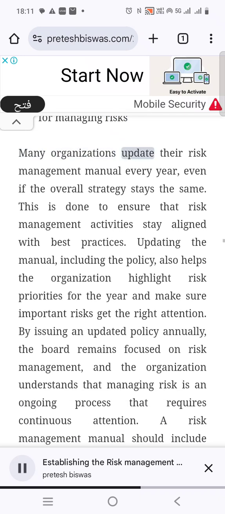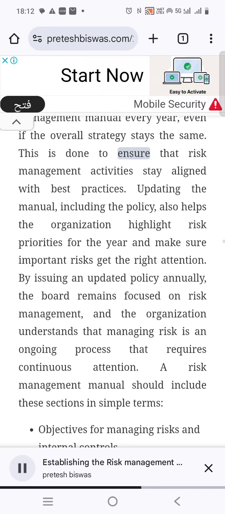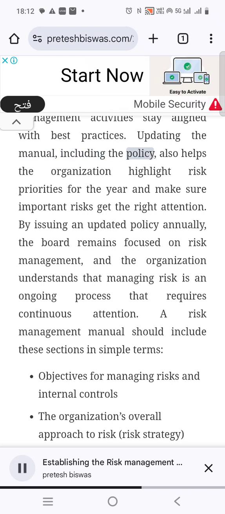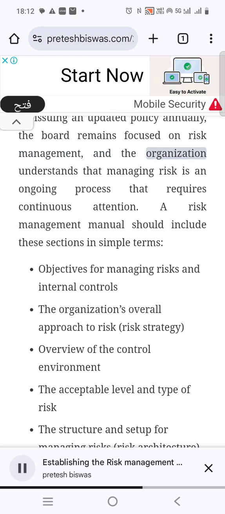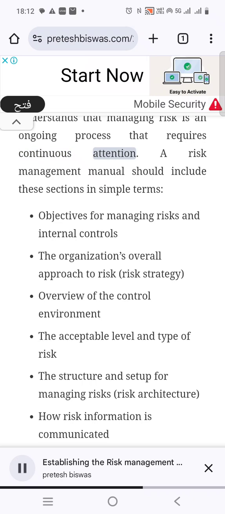Many organizations update their risk management manual every year, even if the overall strategy stays the same. This is done to ensure that risk management activities stay aligned with best practices. Updating the manual, including the policy, also helps the organization highlight risk priorities for the year and make sure important risks get the right attention. By issuing an updated policy annually, the board remains focused on risk management, and the organization understands that managing risk is an ongoing process that requires continuous attention.